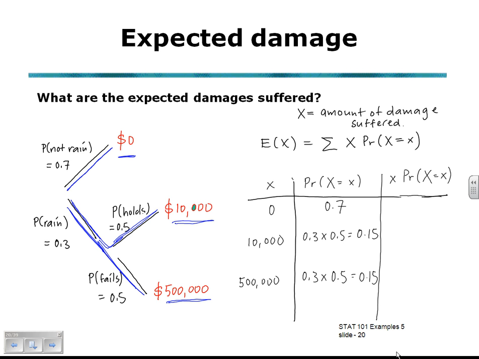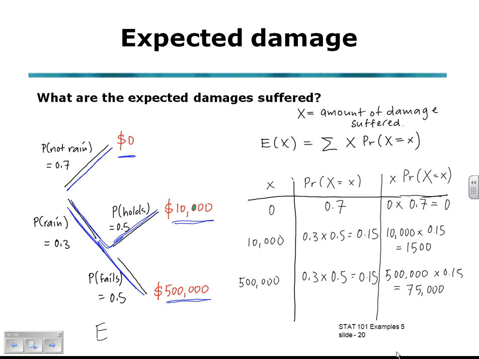Moving on to the third column, multiplying our x value by its corresponding probability, 0 multiplied by 0.7 in the first case, leaving it at 0. 10,000 for the second case, multiplied by 0.15, working out at 1,500. And the last case, when x is 500,000, x times its probability, 500,000 times the 0.15, giving a value of 75,000.